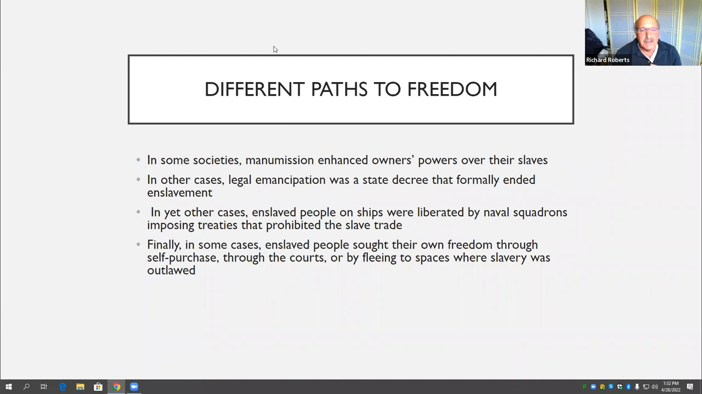We also draw a distinction between legal emancipation, which is essentially a state program that decrees that enslavement has ended or that slavery is over. And in other cases, and this is another important aspect of how we compare with other digital projects that are out there, and we'll talk about this in a moment, there is a large body of sources that refer to the ways in which the anti-slavery squadrons that were used to suppress the slave trade in the course of the 19th century ultimately captured slave ships and liberated the slaves on them. But it's important to draw a distinction here because those liberated Africans, as they're called, were liberated by European powers.